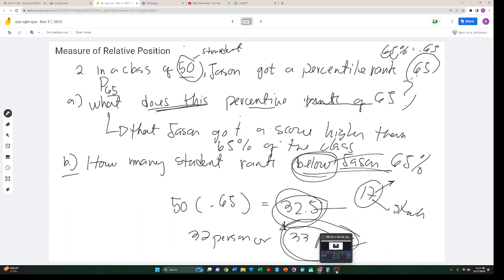So, thank you. I will continue on page 73. Number 3: John has a height corresponding to the percentile rank of 80 in a group of boys. If there are 20 boys in the group, how many of them are taller than John? So, we will continue in the next video. Thank you.